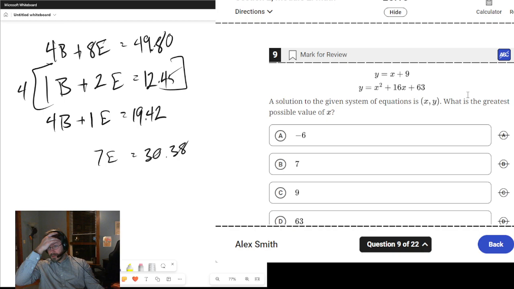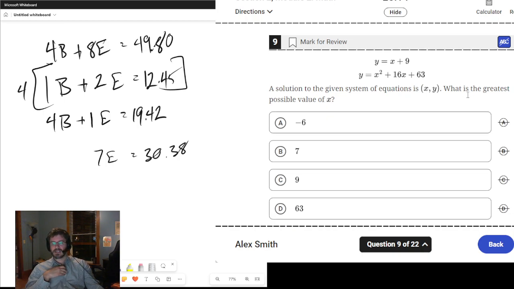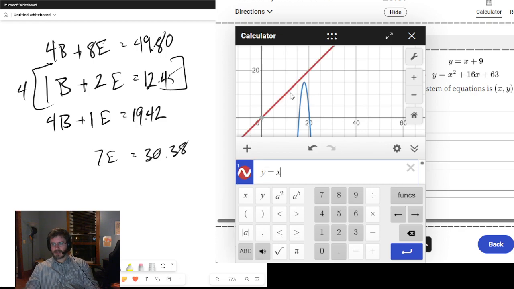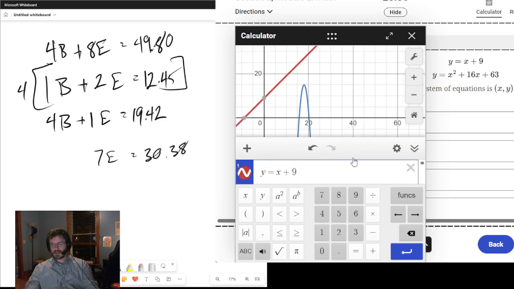Oh, another system with a quadratic. What is the greatest possible value of x? Again, I'm just going to plug that into Desmos. So just modify what I've got there. X plus 9.